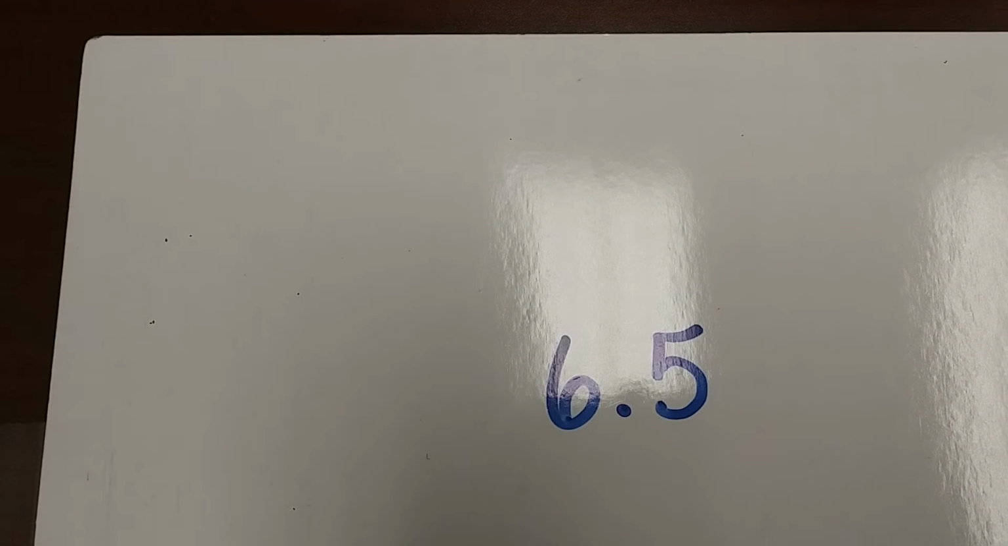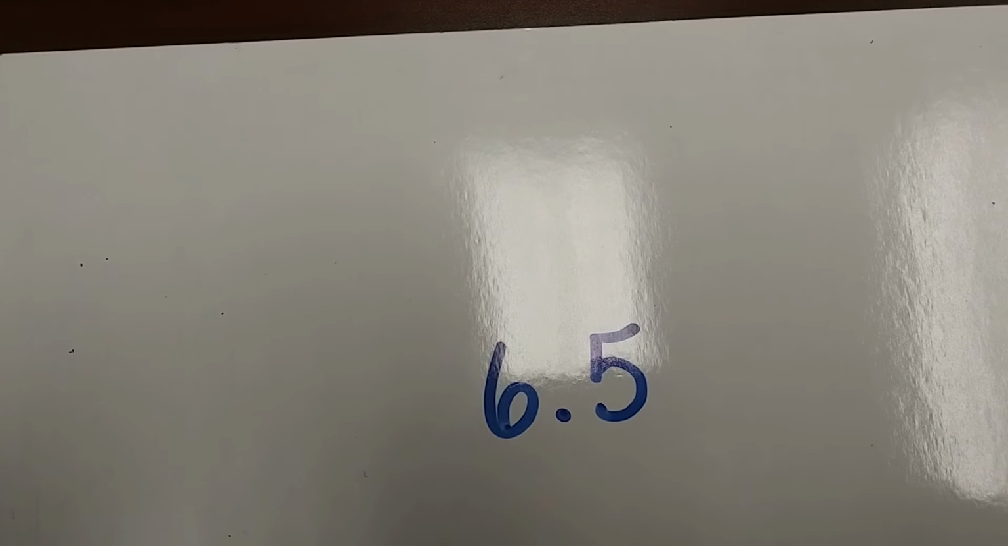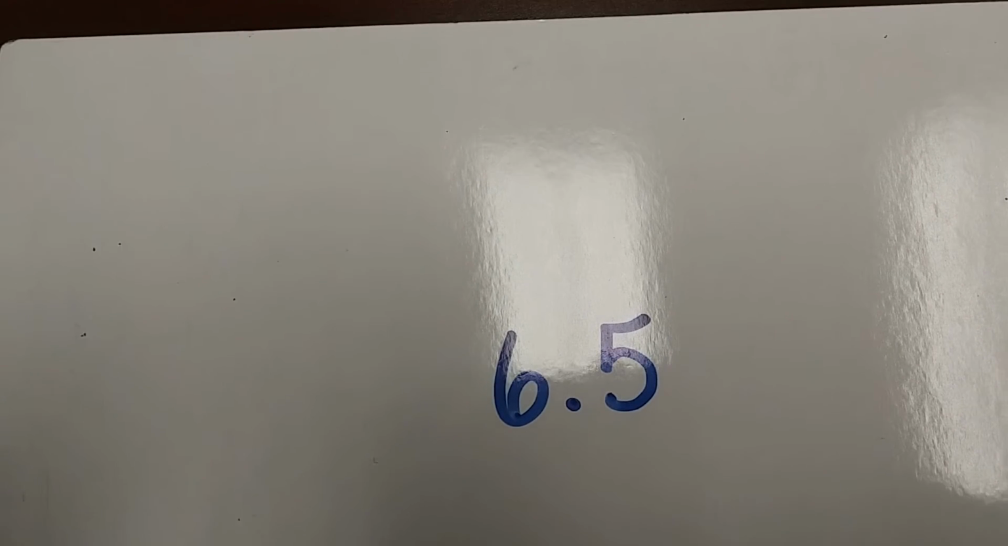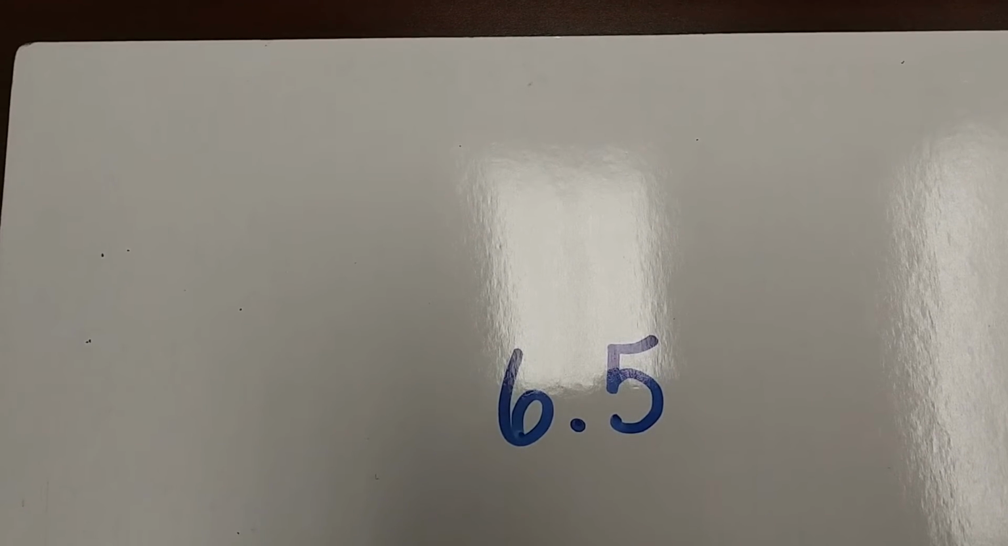Hello class. Today we are looking at section 6.5, solving equations that contain rational expressions. Turn to page 407. It talks about extraneous solutions. It says such false solutions are called extraneous solutions. So they are false solutions. When we look at the examples, we will talk more about that definition, extraneous solution.